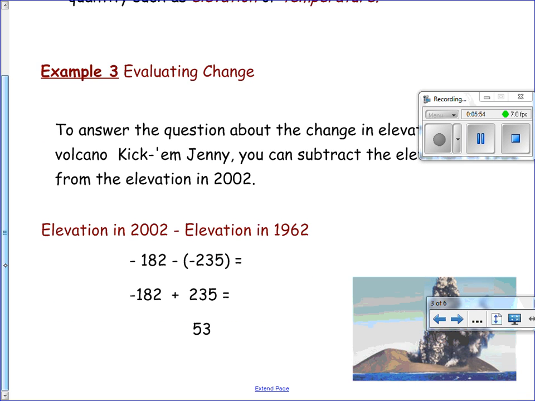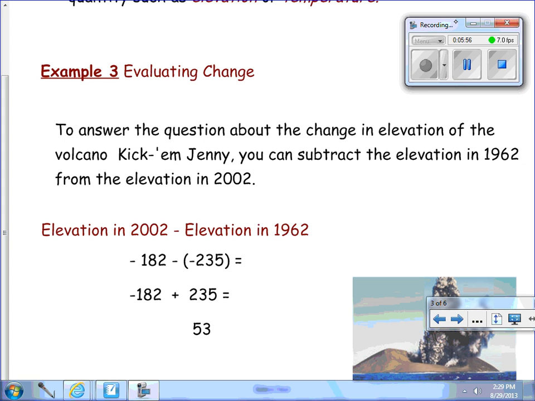We're going to go back to our initial word problem that we introduced the lesson with. To answer the question about the change in elevation of the volcano Kilauea, you can subtract the elevation in 1962 from the elevation in 2002. So you take the elevation where it ends, which is in 2002, and subtract the elevation of the starting point. So where the elevation is now, subtract where it was.